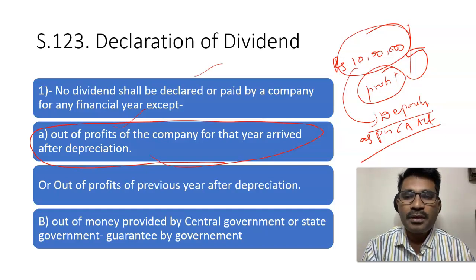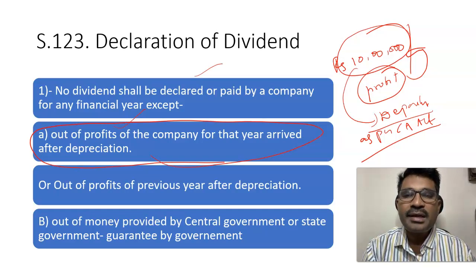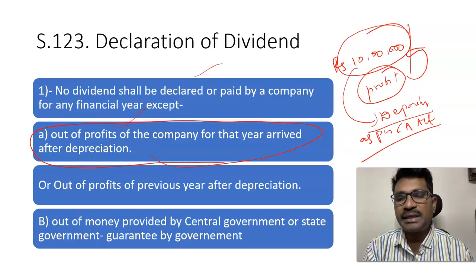And number two, they can also declare the dividends out of the profits of the previous years after the depreciation, because sometimes there may not be profits, or sometimes they may also not have the reserves, or what we can say the availability of funds. So the first point is that at any point of time, dividends are declared out of the profits after the depreciation. Kindly remember this. The method of depreciation and the calculation of depreciation are to be calculated as per the provisions of the Companies Act.